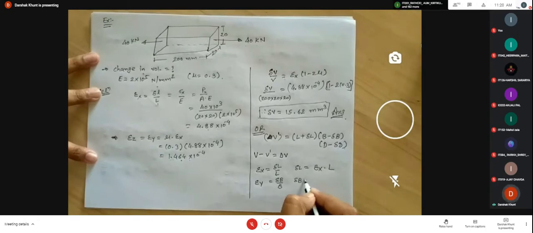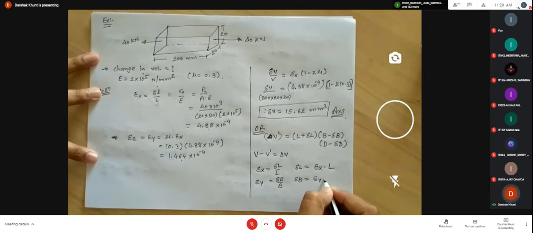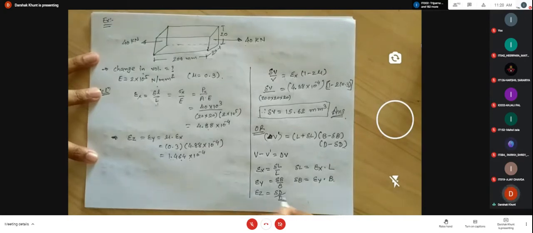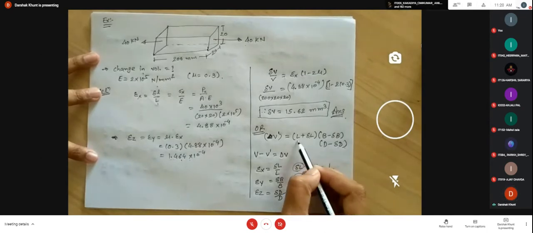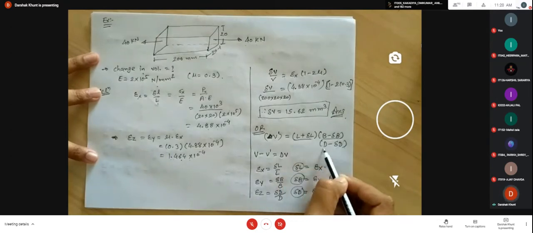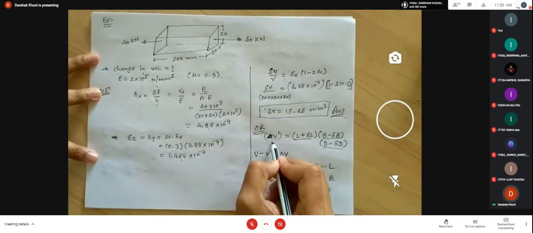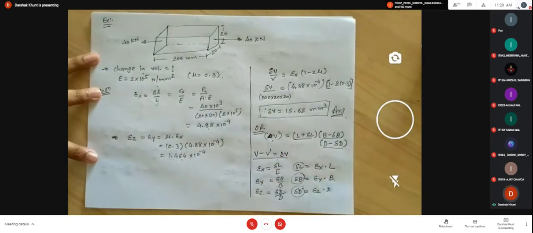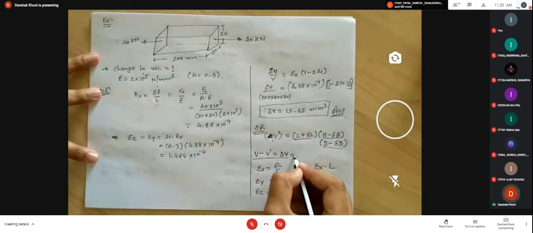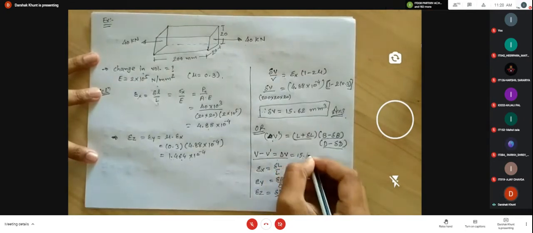So you get the change in the width from the strain in y direction times the width, and strain in z direction is given by delta D by D. So you get the change in depth, strain in z direction into D. Now once you find delta L, delta B, and delta D, put these values in these equations. So you get the new length, new width, and new depth, and according to these three new dimensions, you get the new volume. Then you can easily find the change in the volume. And again you get the same answer, that is 15.62.